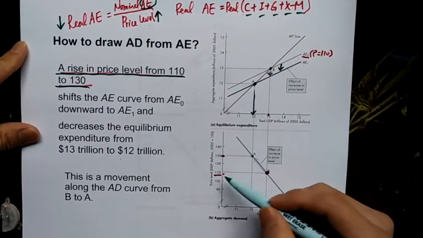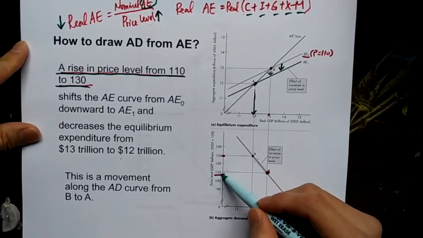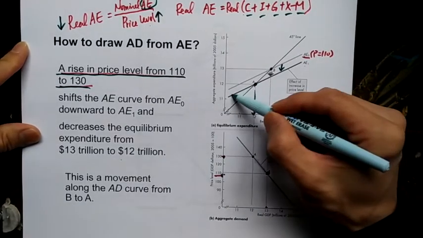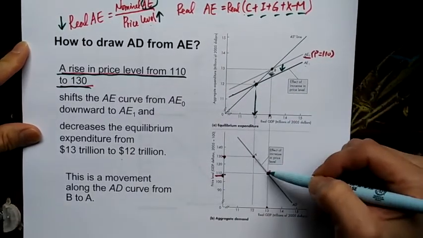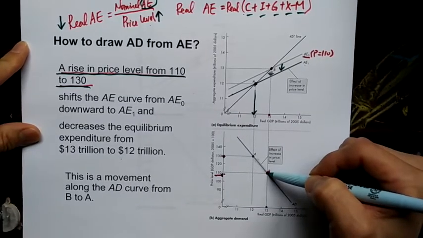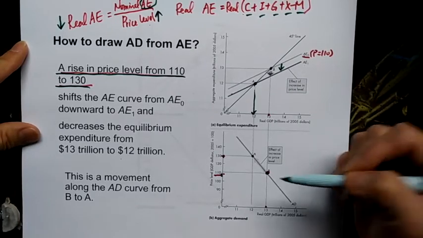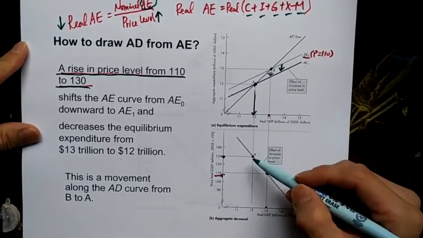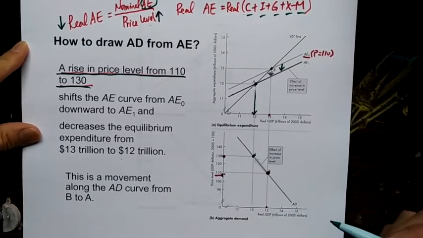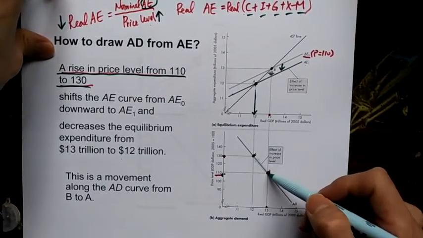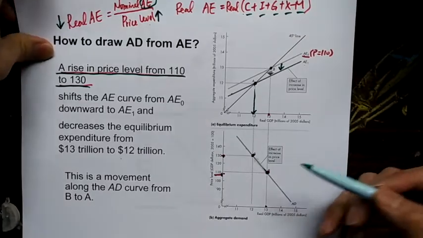Therefore, when price goes up from 110 to 130, the new equilibrium goes from 13 to 12. Equilibrium quantity goes from 13 to 12. Then we get another dot. And that's a movement along the aggregate demand curve.